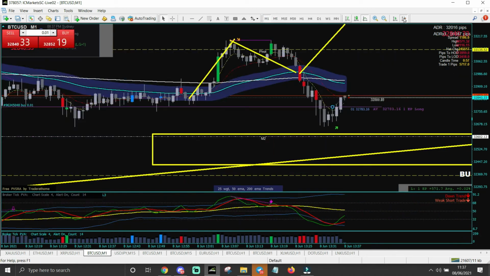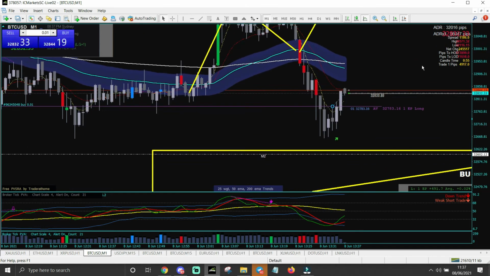Get back to the 50. Back to the 50. Come on. It's gone above the 5 and the 13. Come on. Finish up on the 13 EMA. Finish above it.